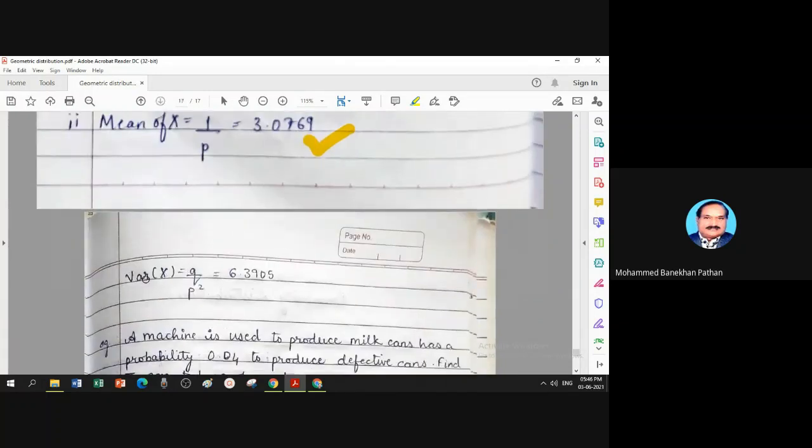Third question, variance for both random variables. Whether it is number of trials or number of failures, variance does not change. That is Q by P square. Putting the values and getting the simplification.